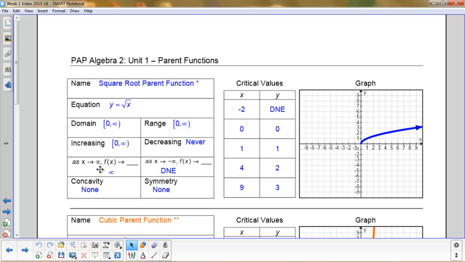As x gets very large, y is going to get very large, but notice, as x gets extremely small, y does not exist. That's a very important distinction here. Our end behavior, well, there is none for the negative values of x. The end of this graph is actually at 0.